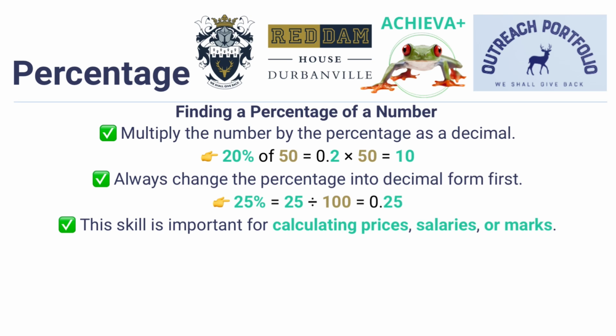Always change the percentage into decimal form first. 25% is equal to 25 divided by 100, which is equal to 0.25. This skill is important for calculating prices, salaries, or marks.